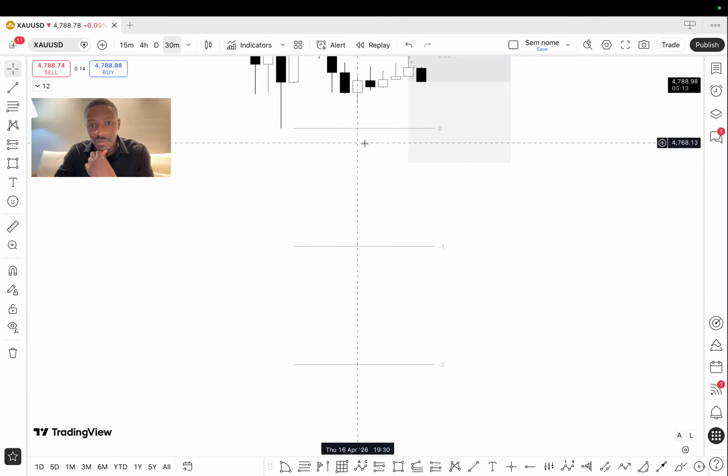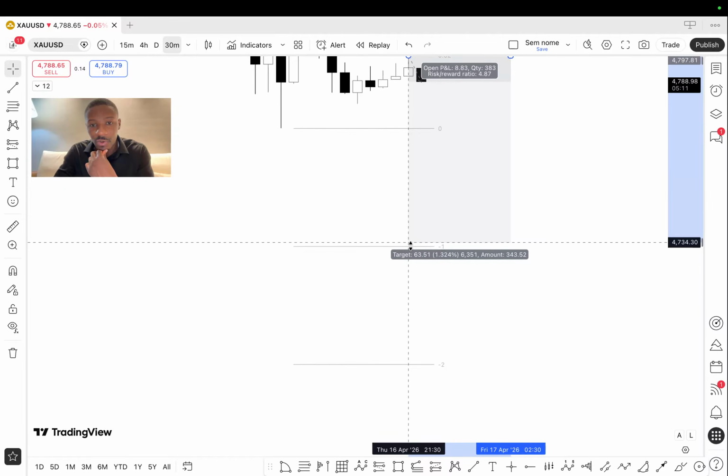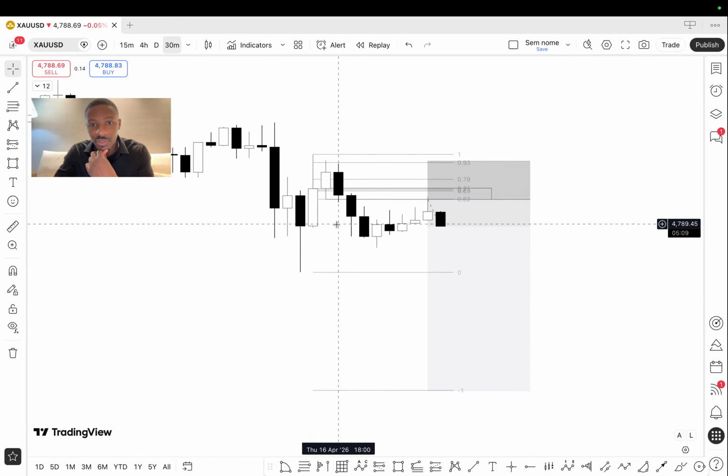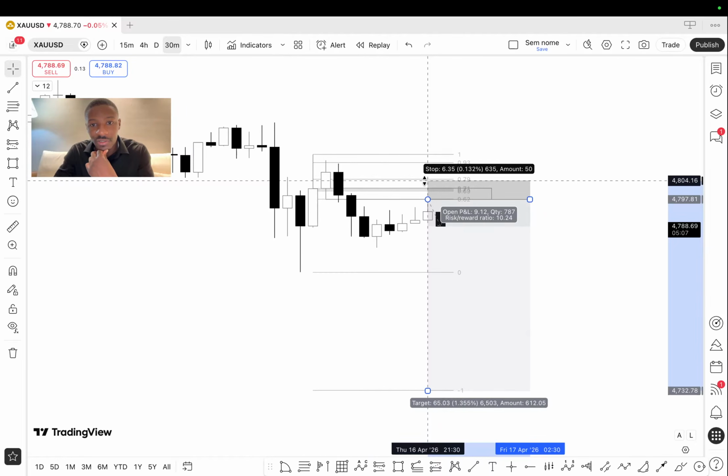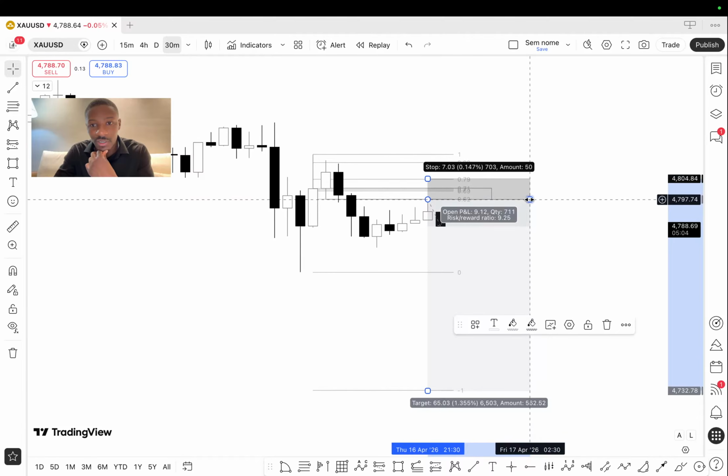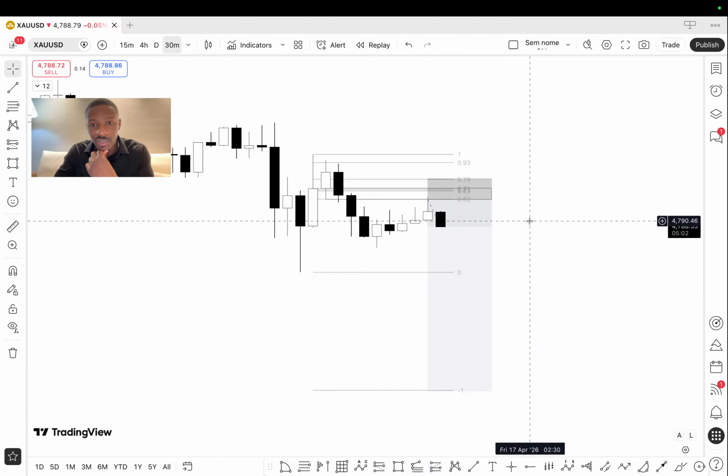According to what we have seen on the higher time frame, this could be a setup that I would have taken on the sell side. Okay, it looks like it will short.